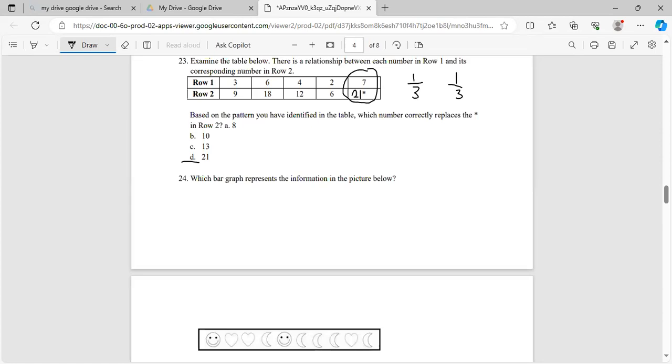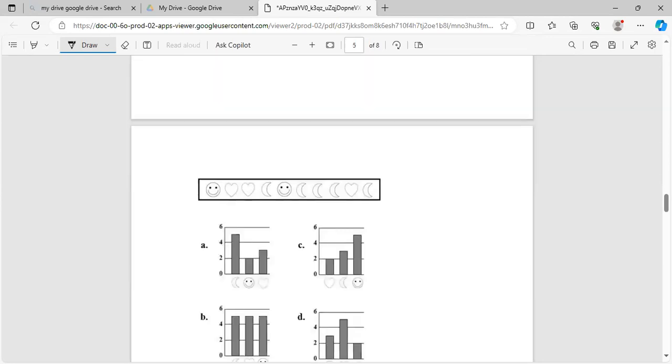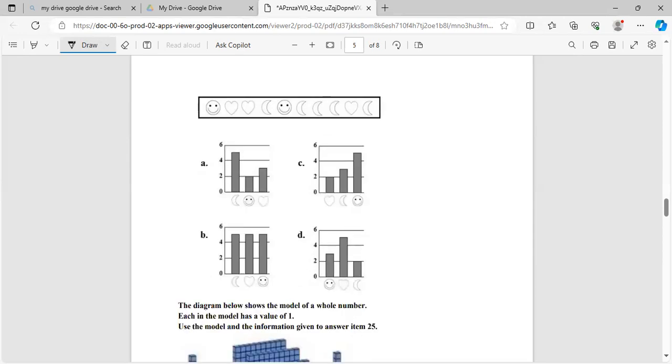So which bar graph? Something missing, guys. Which paragraph represents the picture? The picture is right there, sir. Oh, right there. Everyone should be able to get this. We have done bar graph, pie chart, line graph, every type of graph.